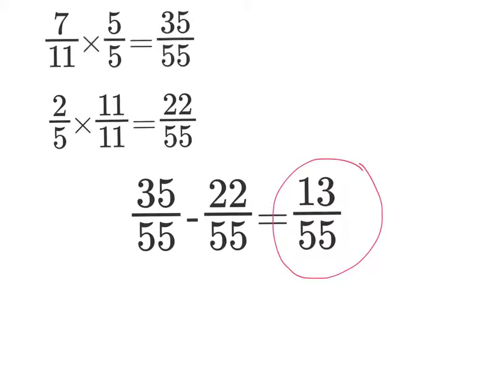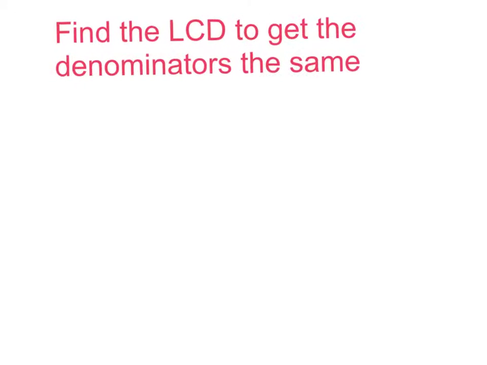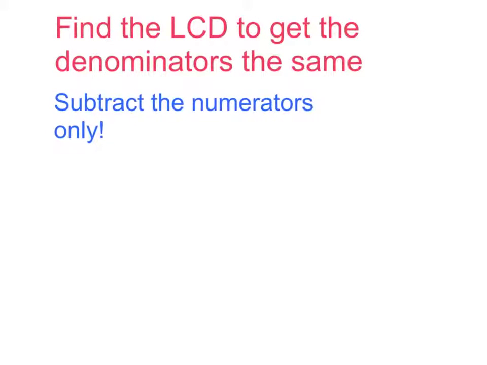Let's go over the ground rules again. So the first thing we need to do is to find the lowest common denominator to get the denominators the same. Once we've done that, the second thing we need to do is to remember to only subtract the numerators. Remember, the denominators stay the same. Well, this concludes subtracting fractions. Now, hopefully, this wasn't too scary.